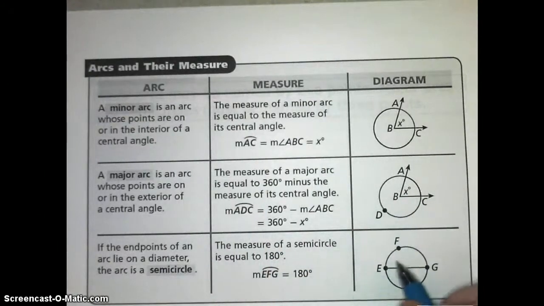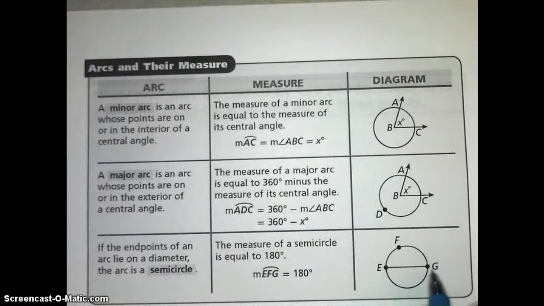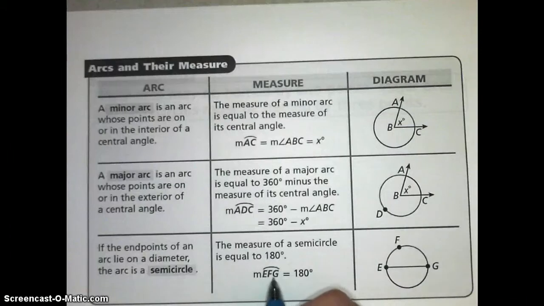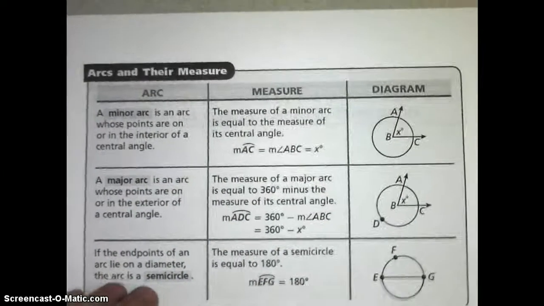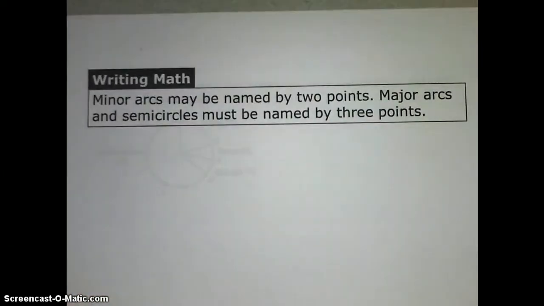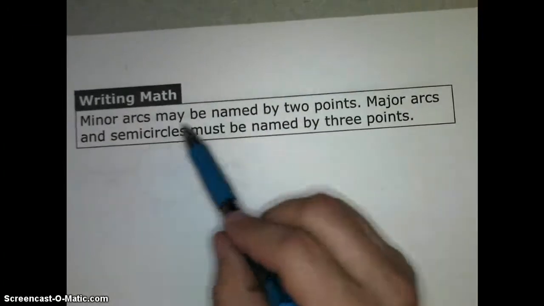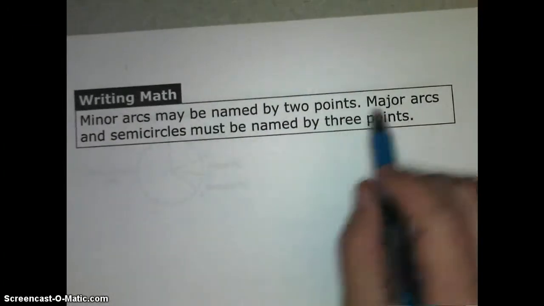Now, if the arc is formed by a diameter of the circle, we call that arc a semicircle. So the measure of semicircle EFG is 180 degrees. Notice we use 3 letters to describe a semicircle and a major arc. A minor arc only uses 2 letters. Here's a little helpful hint in writing math. Minor arcs may be named by only 2 points. Major arcs and semicircles must be named by using 3 points.